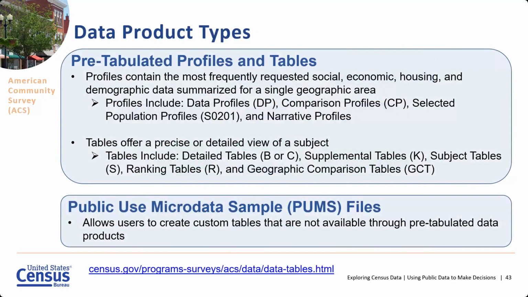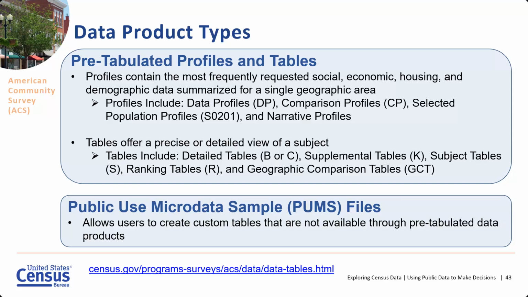We offer many different types of data products to meet the needs of our data users. Pre-tabulated profiles and tables are products that are already created for you. The data profiles are good places to start for novice data users as they contain the most frequently requested social, economic, housing, and demographic data in a separate profile. The data profiles summarize the data for a single geographic area, providing both estimates and percentages to cover the most basic data on all ACS topics.